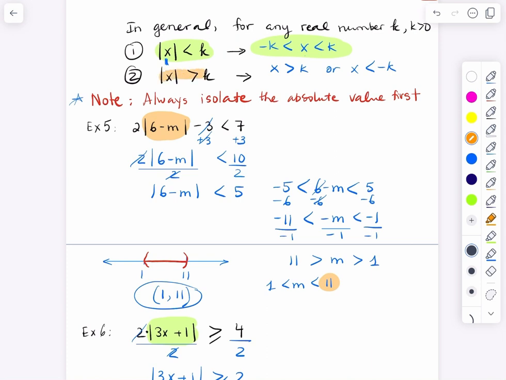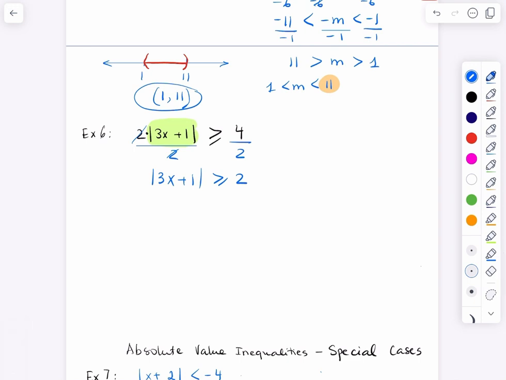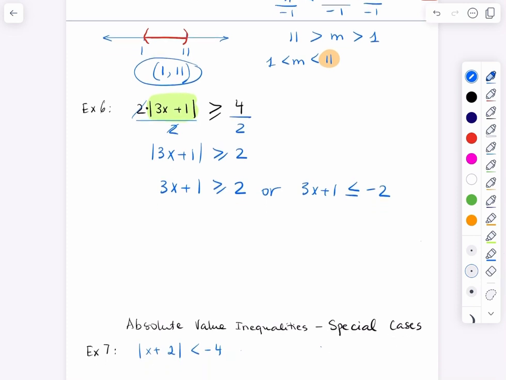where if |x| is greater than k, then we're looking at either x is greater than positive k or x is less than negative k. So we're looking at the expression that's in the absolute value is either greater than or equal to positive 2 or less than or equal to negative 2. This becomes an or compound inequality.